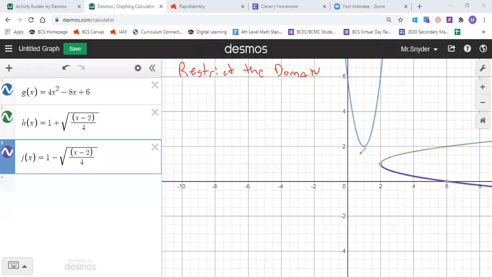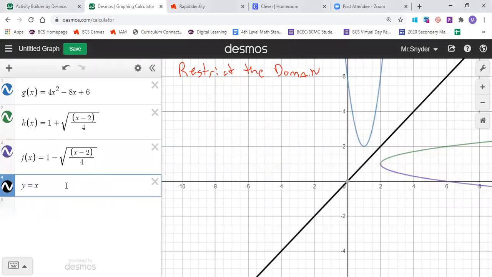So we're going to restrict the domain of g of x to line up with the inverses of h of x and j of x. But before I do that, I always verify that they are, in fact, inverses. And this is what we've done on the previous problems. So I'm going to type in y equals x. There's our line. You can tell that one side reflects over that black line to the other side. So we do have sets of inverses.